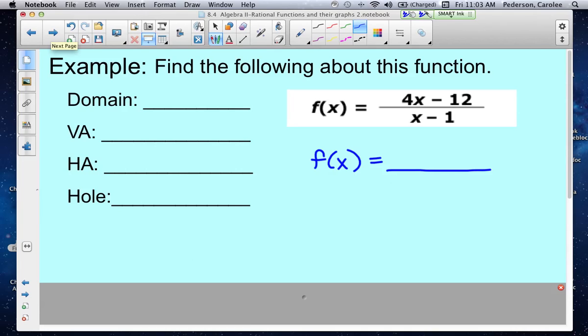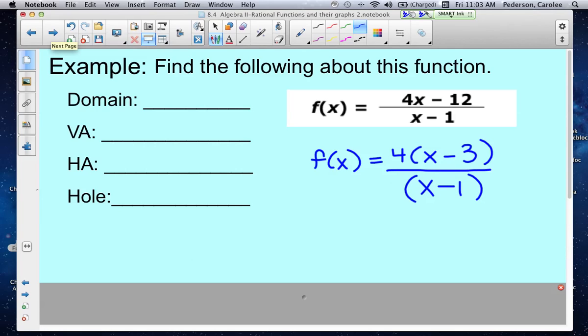What can we do with the numerator? Well, we can take out a GCF, a 4. So we're left with x minus 3. Then the denominator is x minus 1. Now let's go ahead and answer the questions.